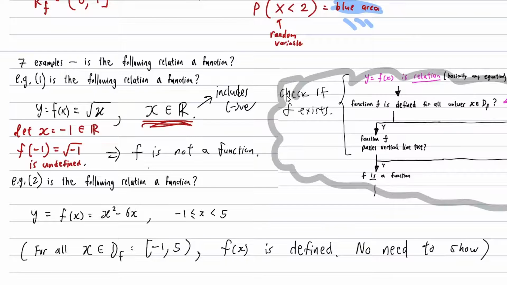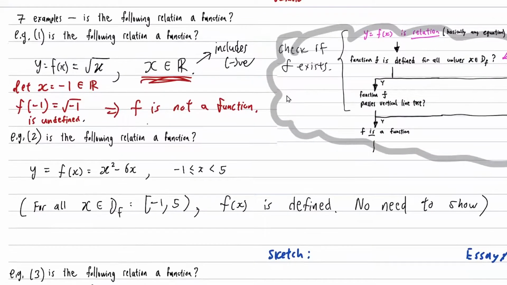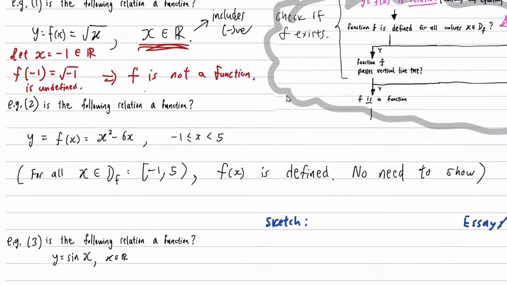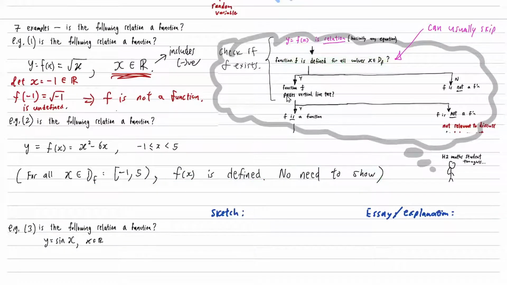Next one. Example 2. Can you tell me, is that relation a function? If it's defined, then if it passes the vertical line test, then yes. In this case, I wrote down for you already. This is defined. For first step, is it defined for all values of x? Usually it's a yes. You don't need to explain. If it's a yes, you don't need to show it. If it's not true, then you must give me a specific counter example, like x equals -1. One particular example where this function doesn't work.